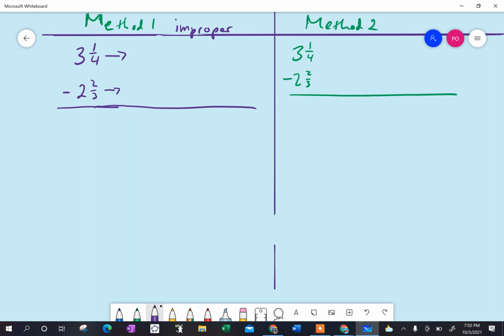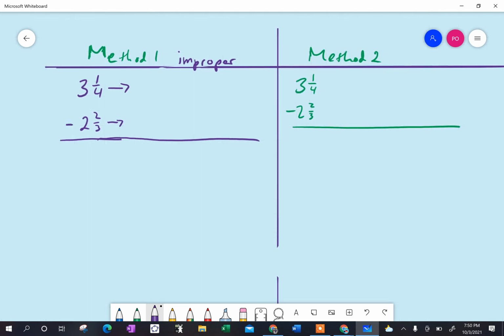So I'm going to take 3 times 4. Remember, 3 1/4, you multiply the whole number with the denominator and you get 12. And then I'm going to add it to the numerator. That gives me 13/4. And I'm going to do the same with my second fraction. So 2 times 3 is 6, plus 2 is 8. That gives me 8/3. Well, they don't have a common denominator right now, so I still need to do that.